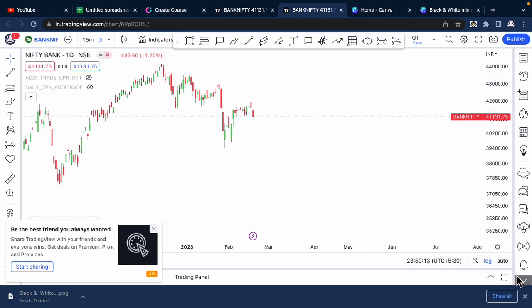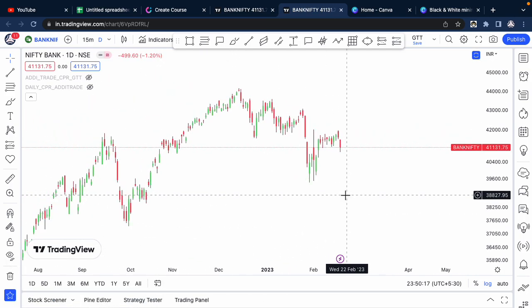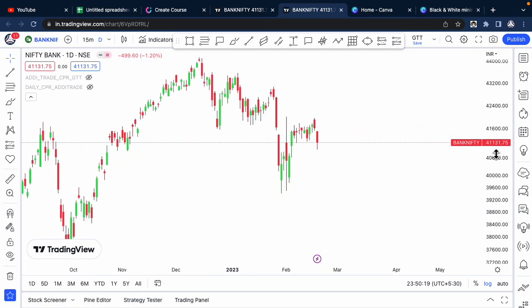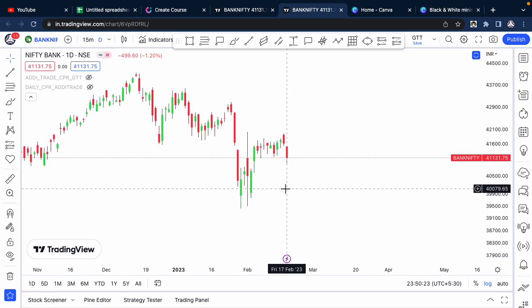Today we're going to be seeing the Nifty and Banknifty levels for Monday, and what are the levels that we can trade with and the possible targets. This is the daily chart of Banknifty. We'll start with this daily chart.